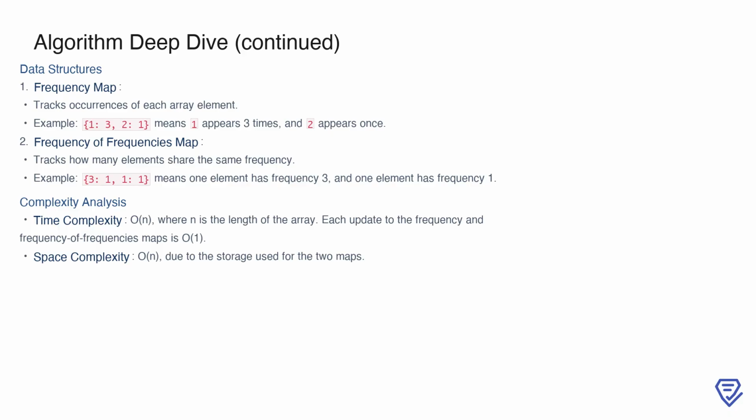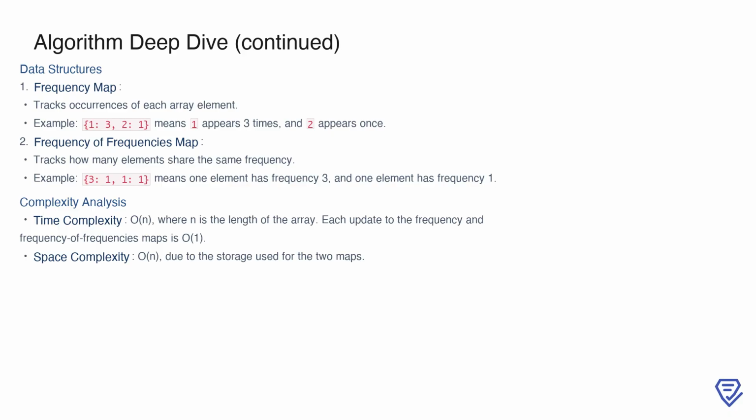Let's take a closer look at the data structures and their role in the algorithm. The frequency map is a dictionary that records how many times each element appears in the array. For instance, if the map is {1: 3, 2: 1}, it means the number 1 appears 3 times and the number 2 appears once. The frequency of frequencies map, on the other hand, tracks how many elements share the same frequency. For example, {3: 1, 1: 1} means one element has a frequency of 3, and one element has a frequency of 1. These maps work in tandem to efficiently validate the prefix conditions.